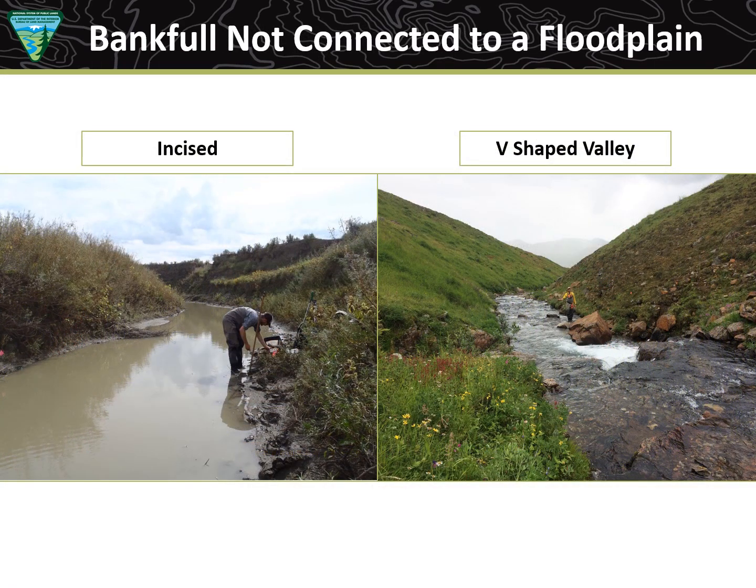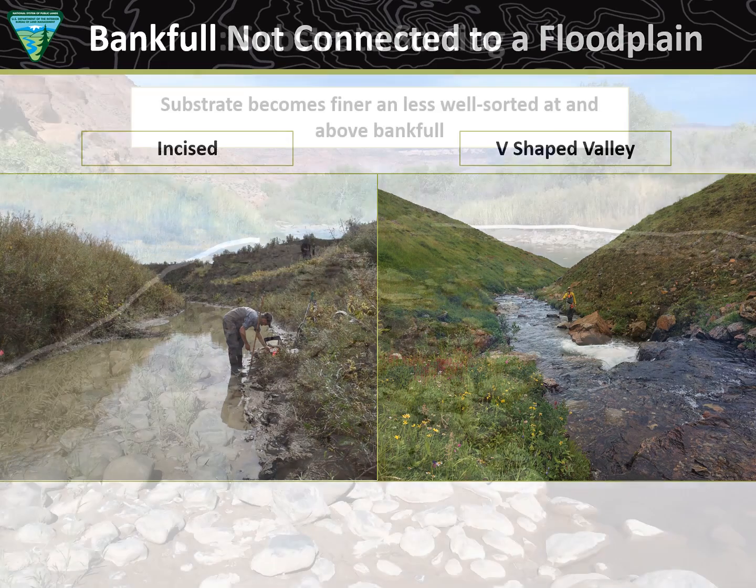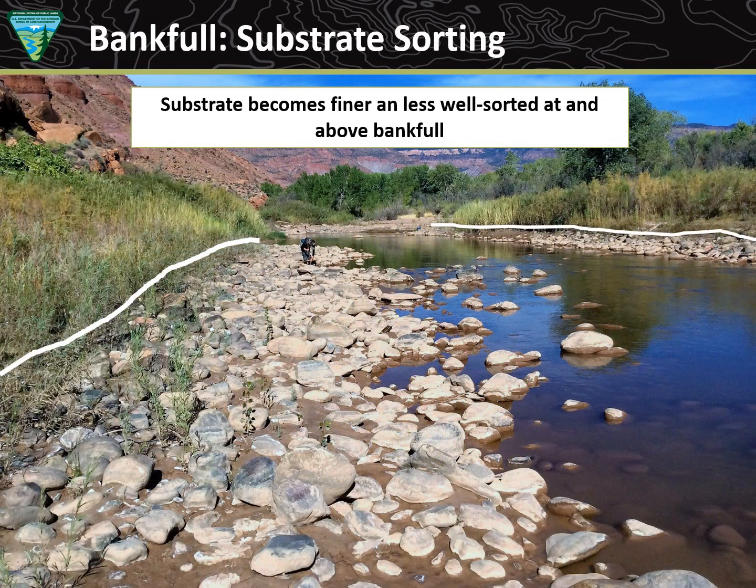In many systems, such as those that are incised or in a V-shaped valley, bankfull is not related to the floodplain. That's when other indicators should be used to identify it. One of the other bankfull indicators is a change in substrate size. Substrate often becomes finer and less well sorted at and above bankfull.